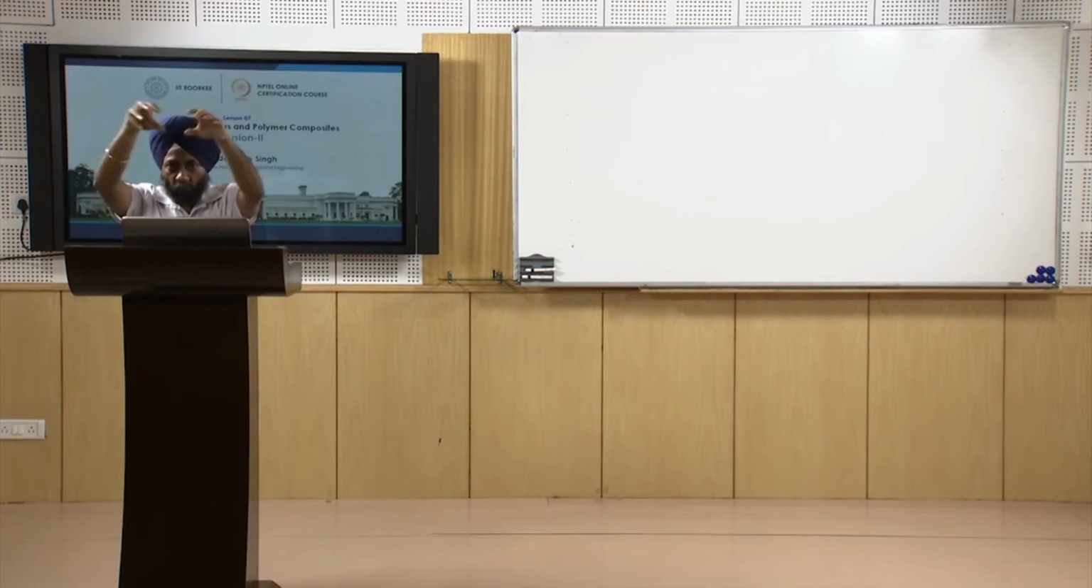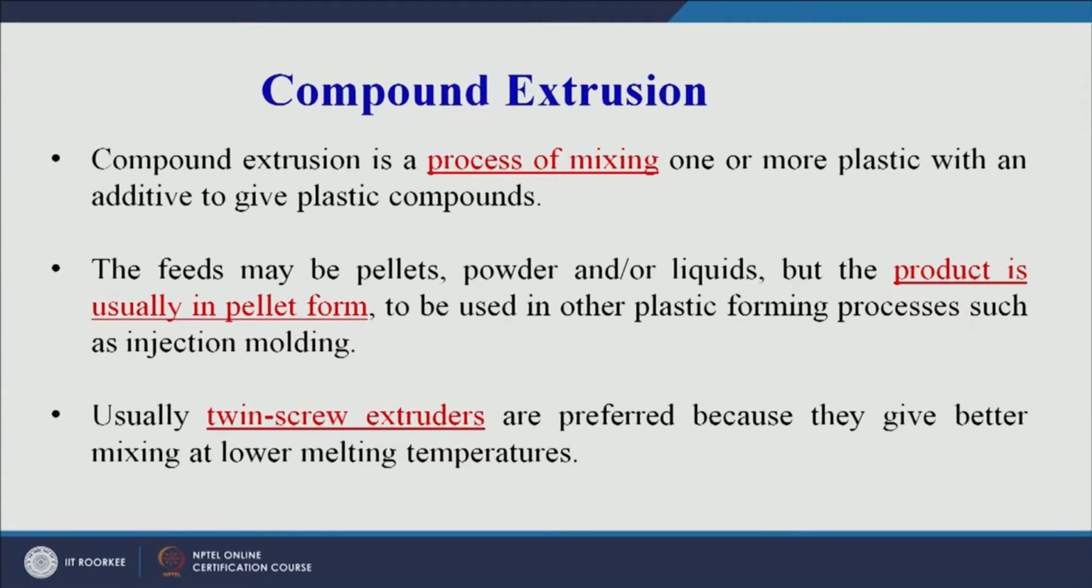So we will take the individual pellets of polypropylene and polyethylene and put them in the hopper of a twin screw extruder, and then we will extrude this through the die, and we will get a third product which will be a combination of the two types of polymers that we have used as raw material. So this type of extrusion process is called compound extrusion. So compound extrusion is a process of mixing one or more plastics with an additive to give plastic compounds.